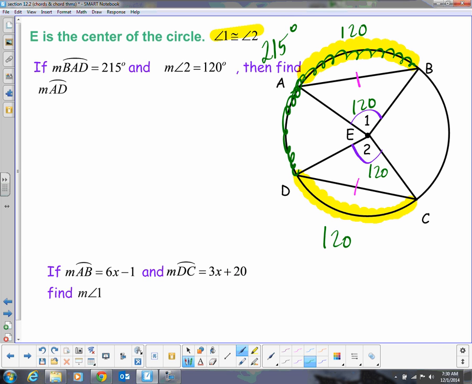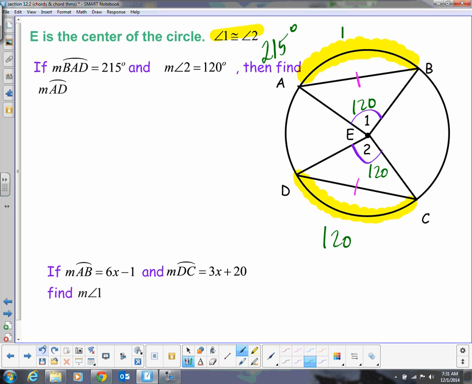how do I find the arc just here? Subtract. We say 215 minus 120. Do I need to see this work for credit? If you just give me an answer, will you get credit? No, 95 degrees. So this is a little bit more complex thinking because you had to know that equal angles had equal arcs, and that equal arc had to tell you that you needed that 120 in order to get there.